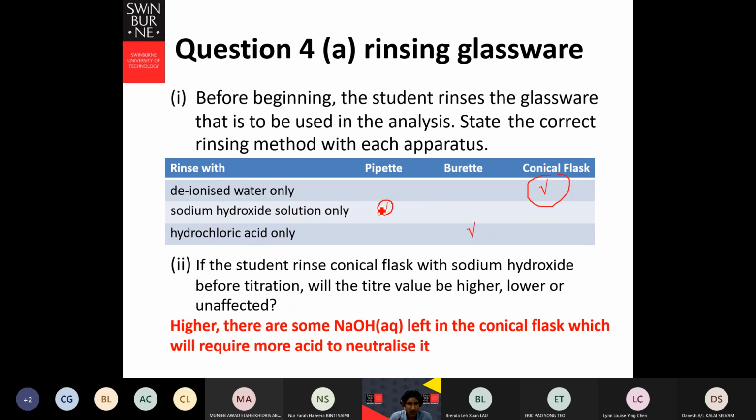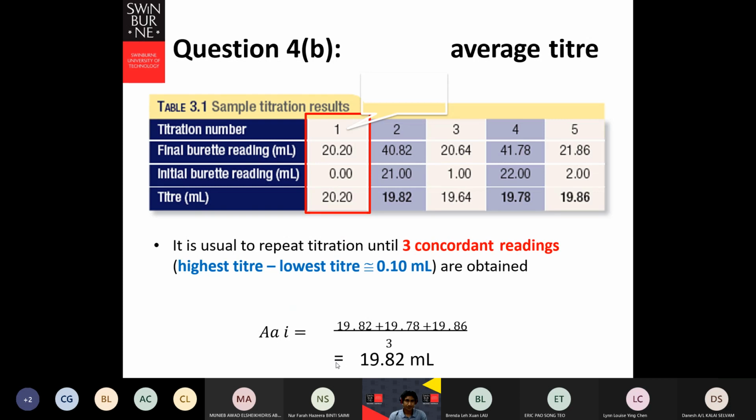Of course, we will not. If we use the burette, then there will be a mistake in the calculation or in the observation. And for the hydrochloric acid, we will only use it for rinsing the burette.